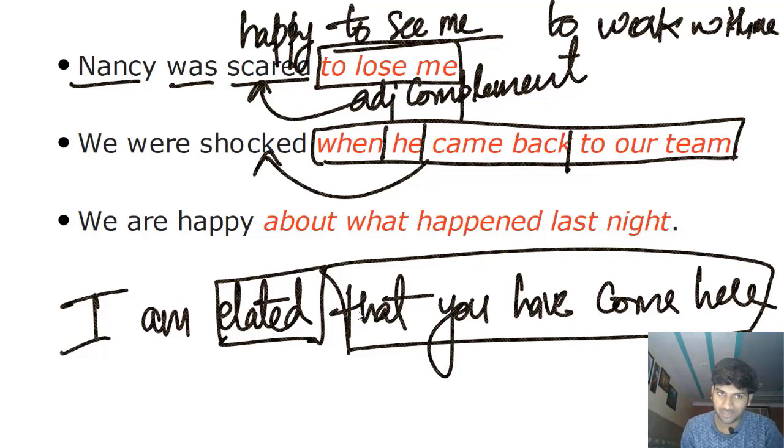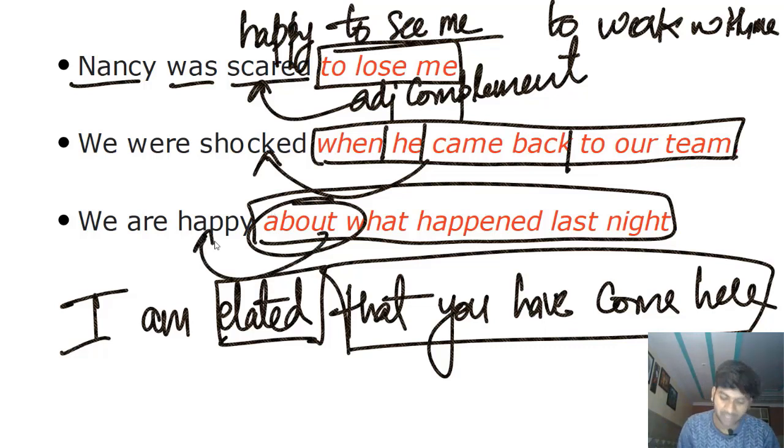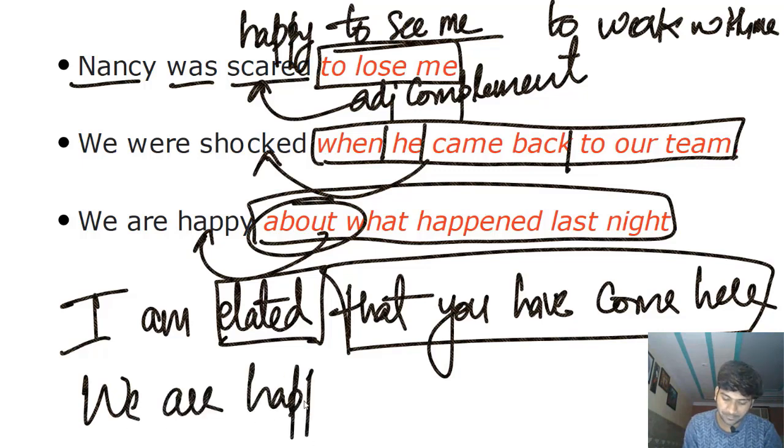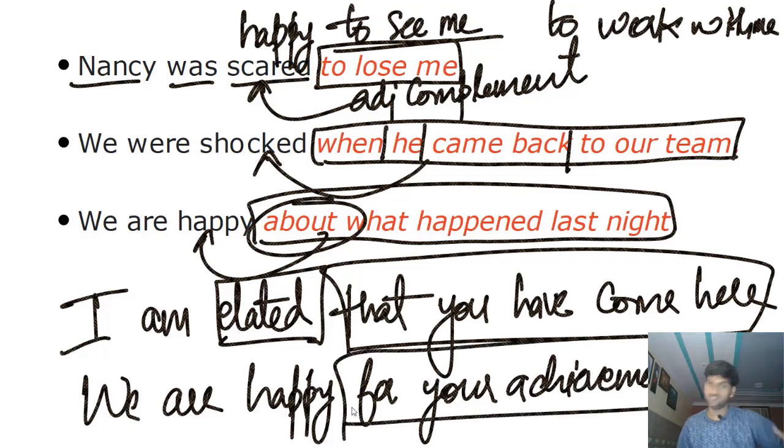Third, a prepositional phrase. We are happy about what happened last night. We are happy. Why? Why are we happy? About what happened last night. This is a prepositional phrase starting with the preposition about, right? Completing the meaning of the adjective, right? We can say we are happy for you, for your achievements. Again, we are happy for your achievements, right?